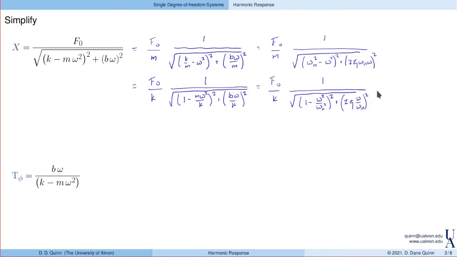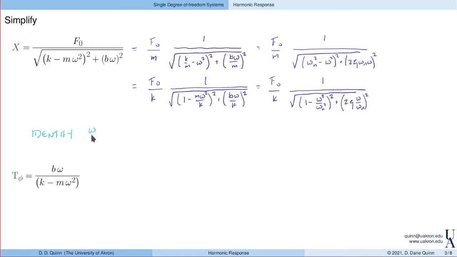And you might want to pause the video now and work through some algebra and go from maybe here to here and there to there. So what I want to notice, though, is in this expression, whenever I have an omega, it's divided by an omega n. So this ratio of the forcing frequency to the natural frequency, it appears together. So in fact, we can identify this ratio.